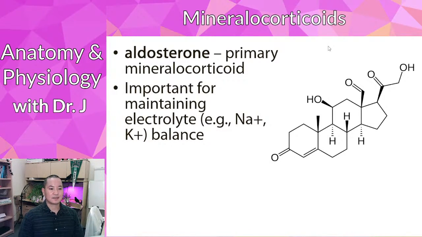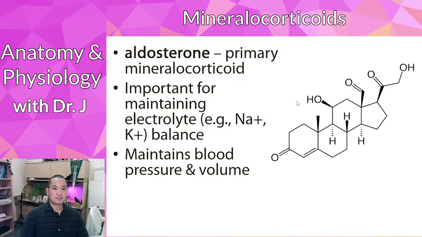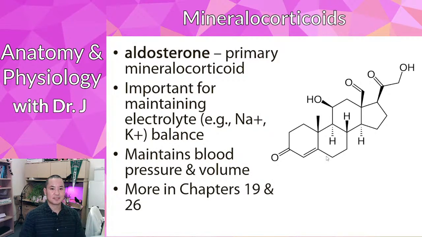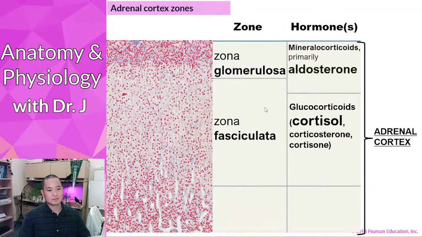Now, it's important for maintaining, and minerals, well, when you think minerals, you think minerals and vitamins. So these are important in maintaining electrolyte balance, such as sodium and potassium ions. And it's very important for our blood pressure and volume, and I'm going to reserve this and put it off into Unit 2 when we talk more about blood pressure and volume, because aldosterone works in conjunction with other hormones, and I will cover those hormones when we talk about blood pressure for Unit 2. But before that, I want you to know that aldosterone is important in maintaining blood pressure and electrolyte balance. I want you to know the very basics, but we'll cover this in more detail later on.